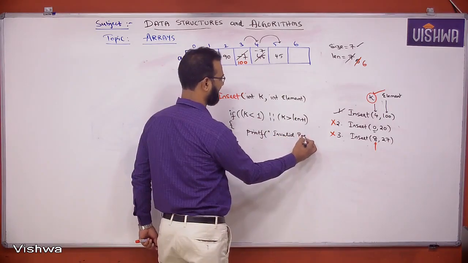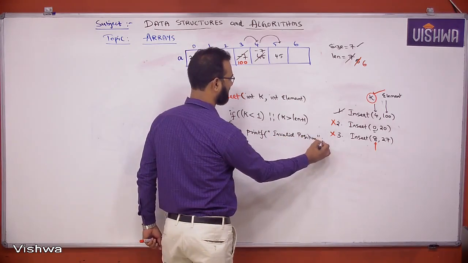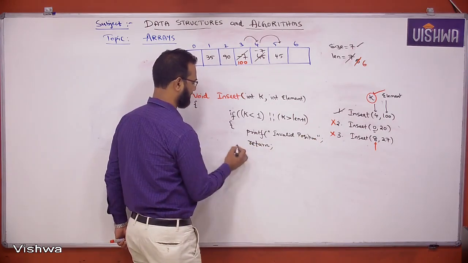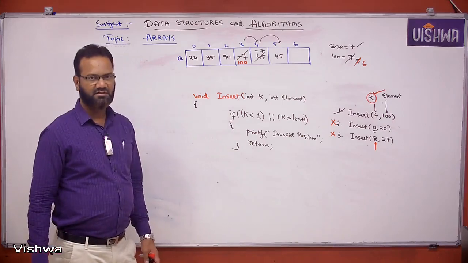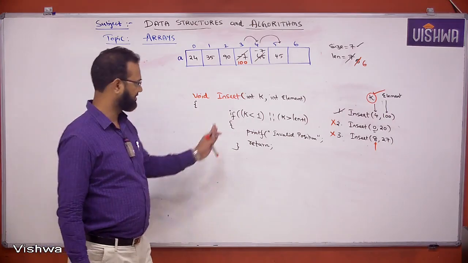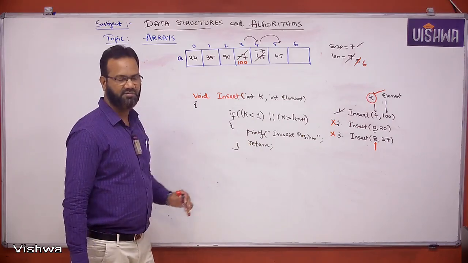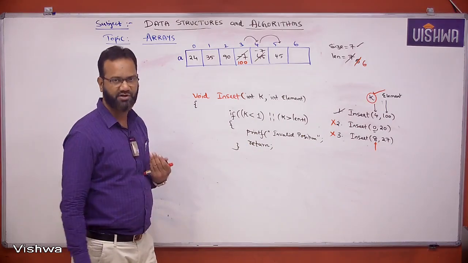Now you give a message to the user that it is an invalid position. If it is an invalid position, you can't proceed further. So you just say return. Can't continue since it is an invalid position. Let us assume it is not an invalid position, it is a valid position. What should I do?